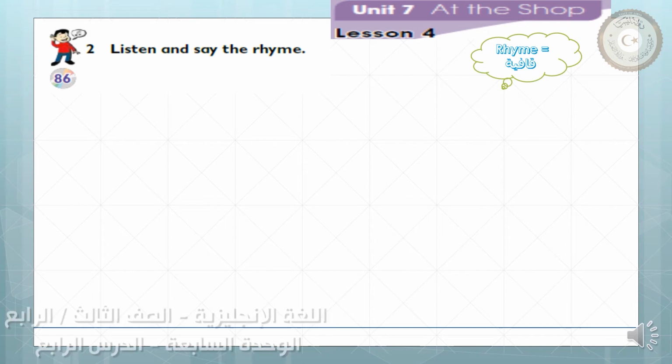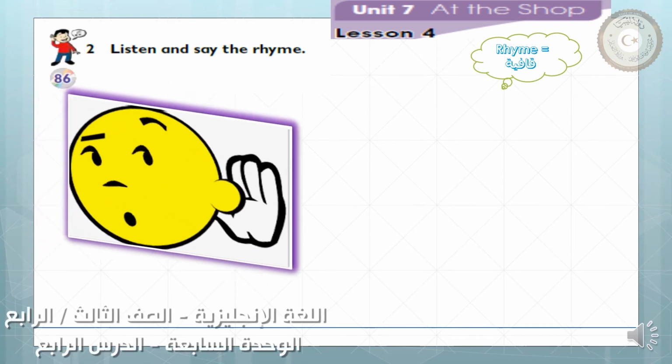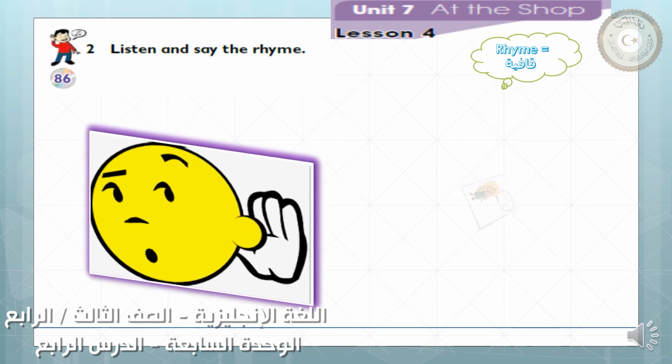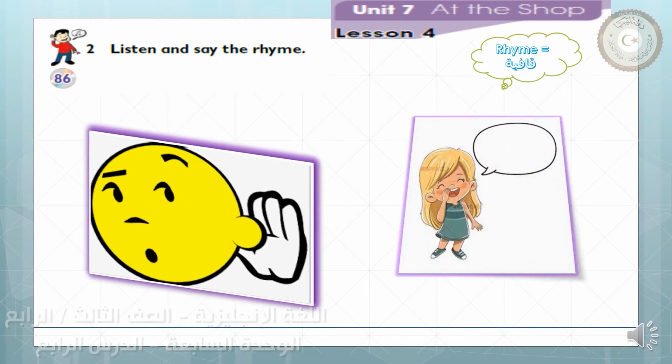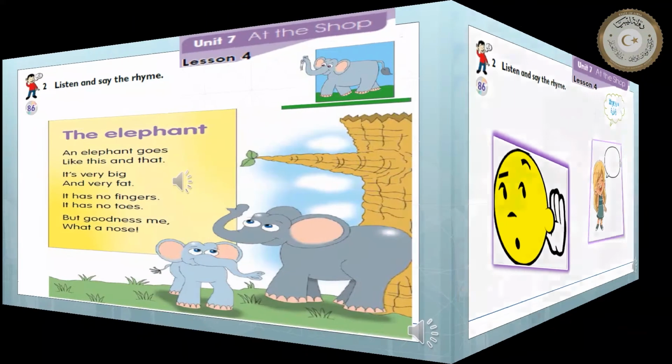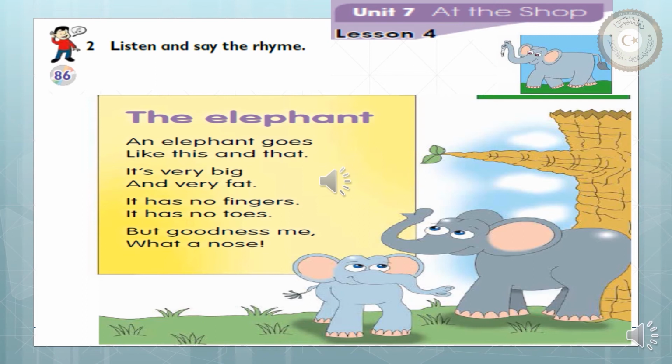Look at the second activity. Now, listen first and say the rhyme. Listen first and say the rhyme. So you are going to listen first and say the rhyme. What is the title of the rhyme? The elephant. The elephant. So listen first and say the rhyme. Remember? The elephant.